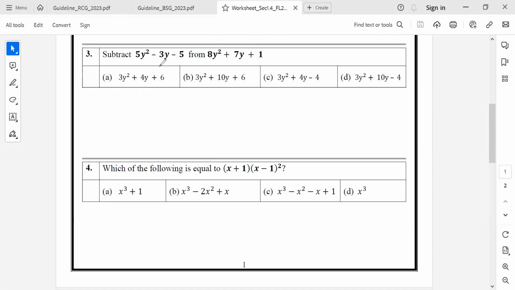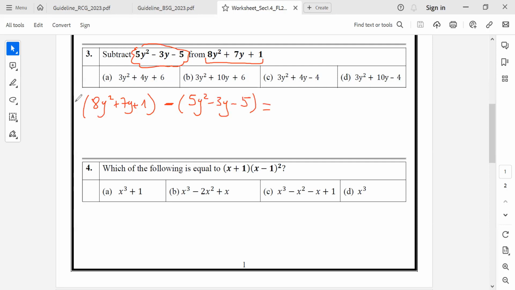Question 3, subtract this polynomial from this polynomial. Subtract means we have minus, the difference of 2 expressions. Here, subtract from, اطرح من. So this is the original expression, and we'll subtract this polynomial from it.